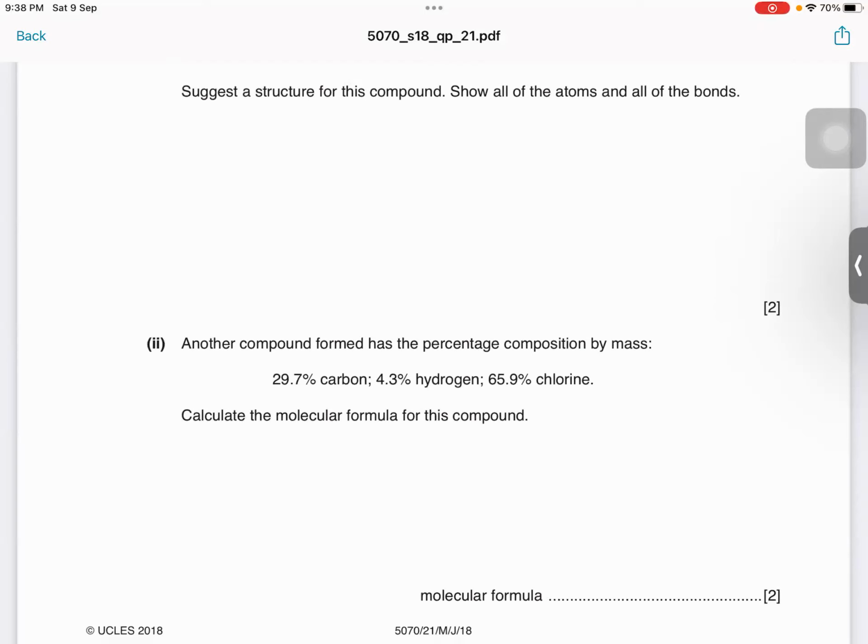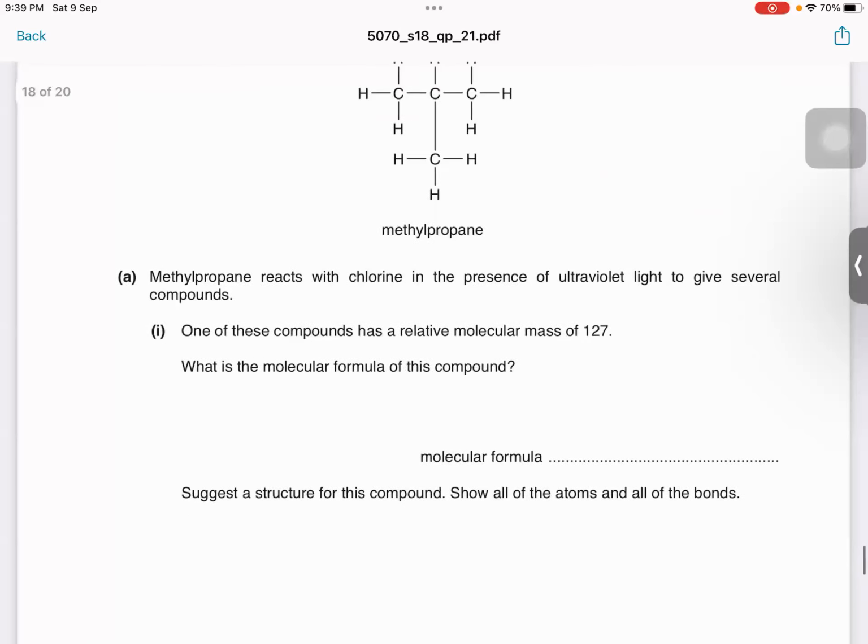Okay. Can you open the marking scheme of this and find the answer? Okay, sir. This is 2018 summer, 21, question number 9.